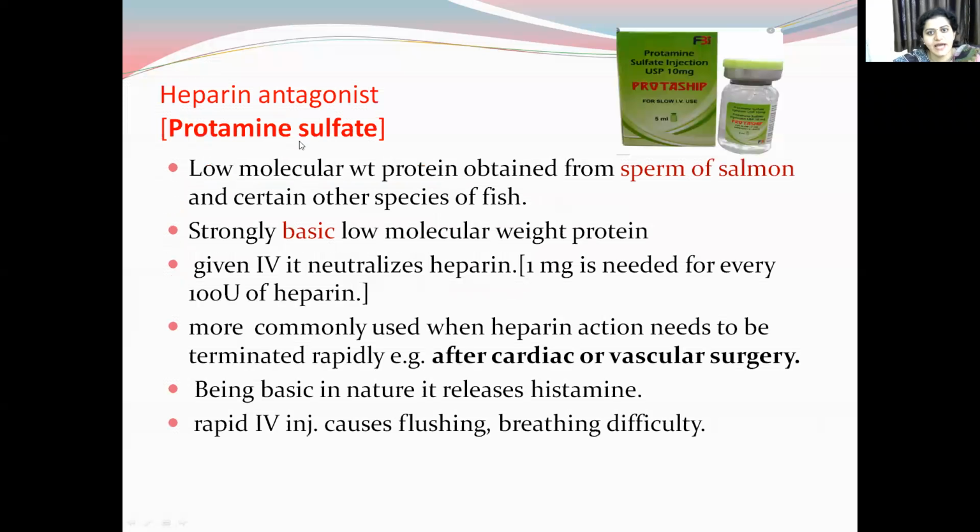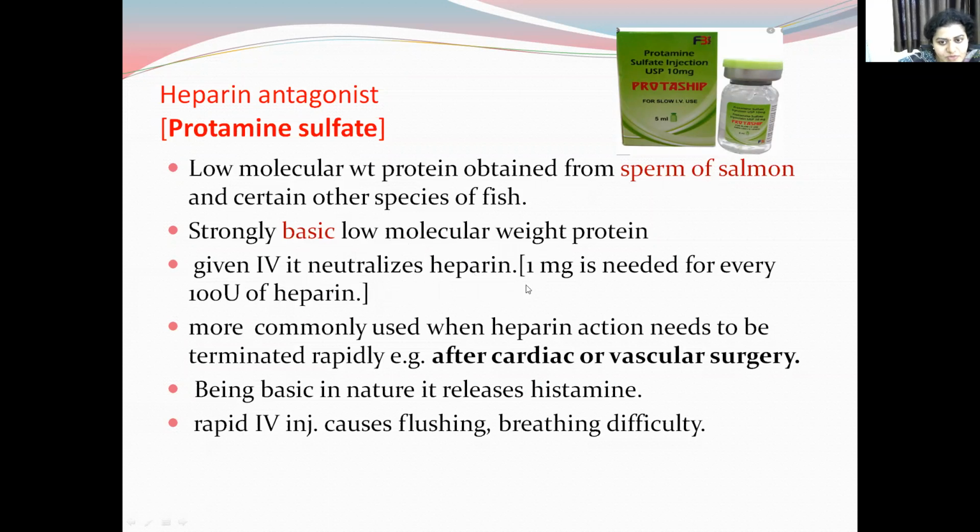Then next, the heparin antagonist, which is protamine sulfate. Whenever there is a heparin overdose, to neutralize the effect of heparin, we administer this drug. It is a low molecular weight protein which is obtained mostly from the sperm of salmon and certain other species of fish. It is a strongly basic low molecular weight protein. It is given intravenously and it neutralizes heparin.